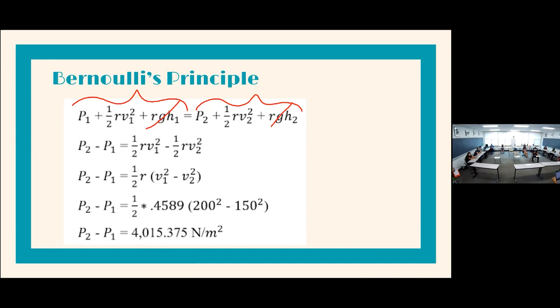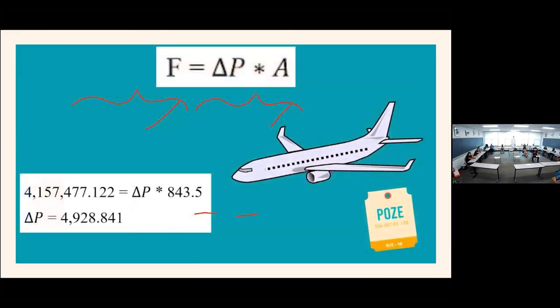Now for velocity, we decided to test two different airspeeds to see if that would generate enough of a pressure difference. So this means that the air above the wing is going 200 miles per hour and the air below the wing is going 150 miles per hour. And then once we do that, we can calculate the difference in pressure to be about 4,000 newtons per meter squared.